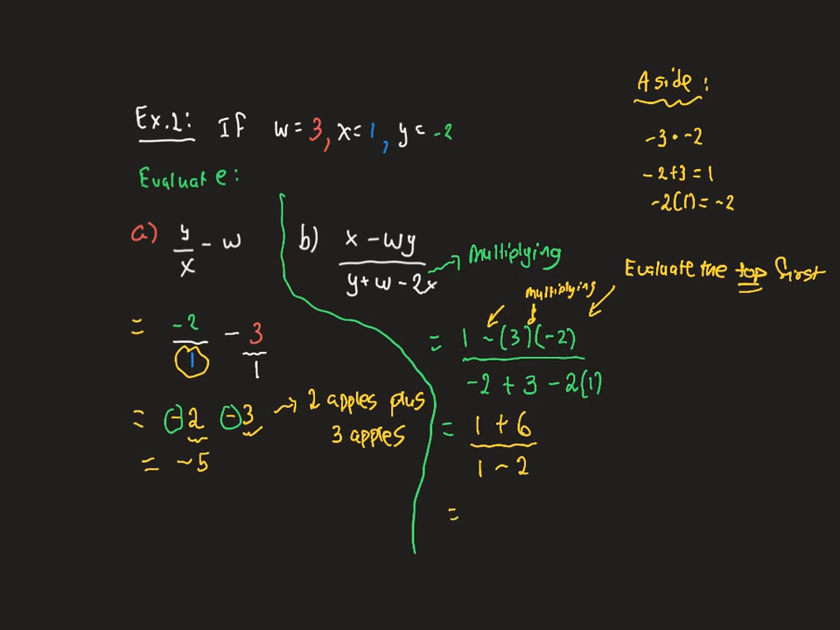Okay, so let's continue this. 1 plus 6 should be 7. 1 minus 2 should be negative 1. So therefore, my final answer should be 7 divided by negative 1. Your final answer will be negative 7. Okay.